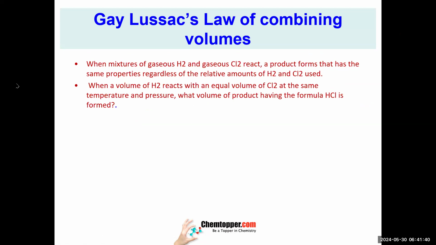So you already know the reaction. H2 reacting with Cl2, they all are gases. The product formula is given. Can you balance the equation? Because here everything is given. So balance the equation. So when you balance the equation, you have 2 here. If we are using equal volumes, 1 volume of this, 1 volume of this, how much volume of HCl is formed?